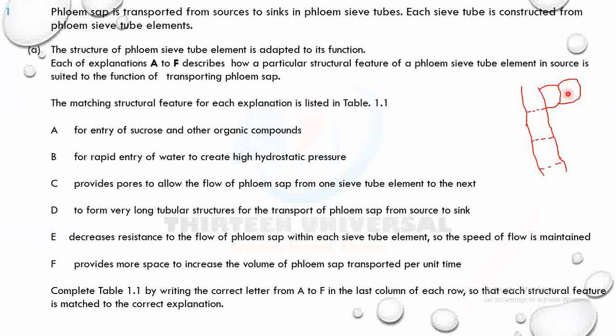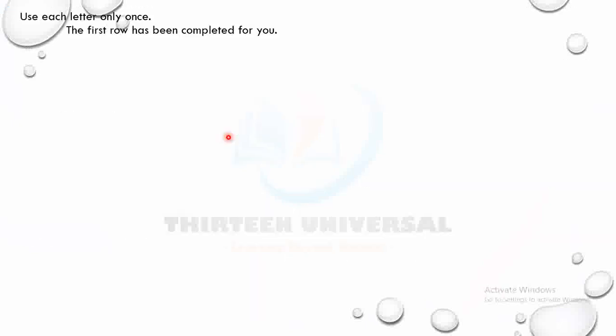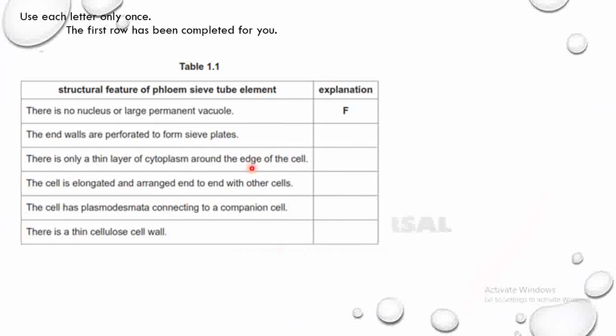So sucrose is loaded from here to here by the companion cell. When it gets into the companion cell, it moves through plasmodesmata. So the function of the plasmodesmata is what we have chosen: A says for entry of sucrose and organic compounds. Yeah, that's correct, so that they can move from the companion cell into the sieve tube element.